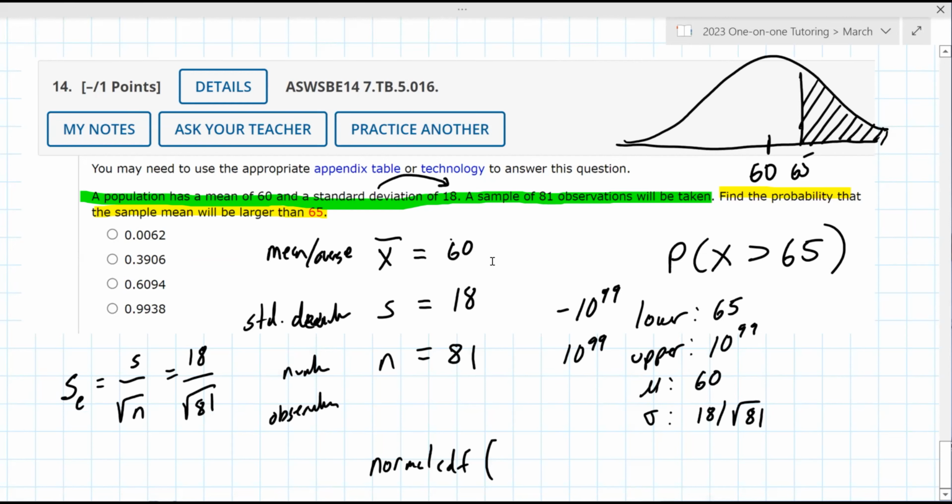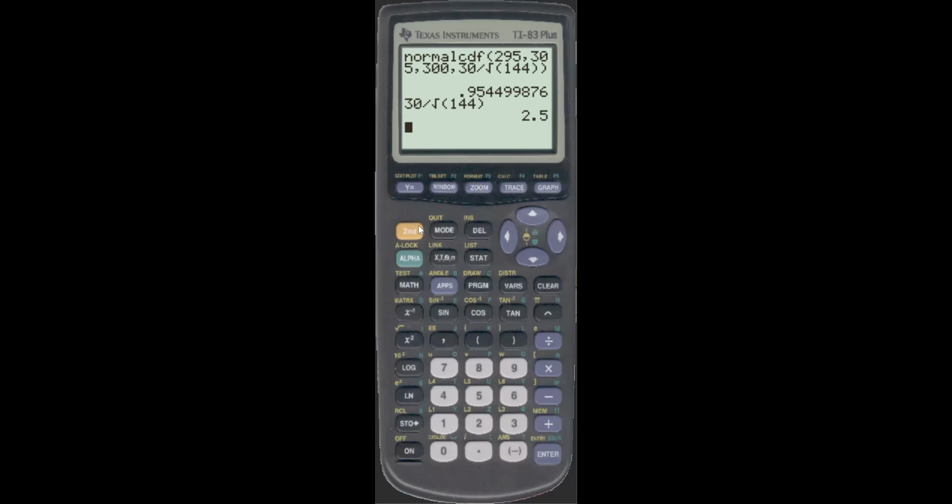Okay, we can now go to the calculator and do this. Any questions on that before we jump over to that? I'm on normal CDF right now. Great. Okay. So put 65, comma, 10 to the 99.